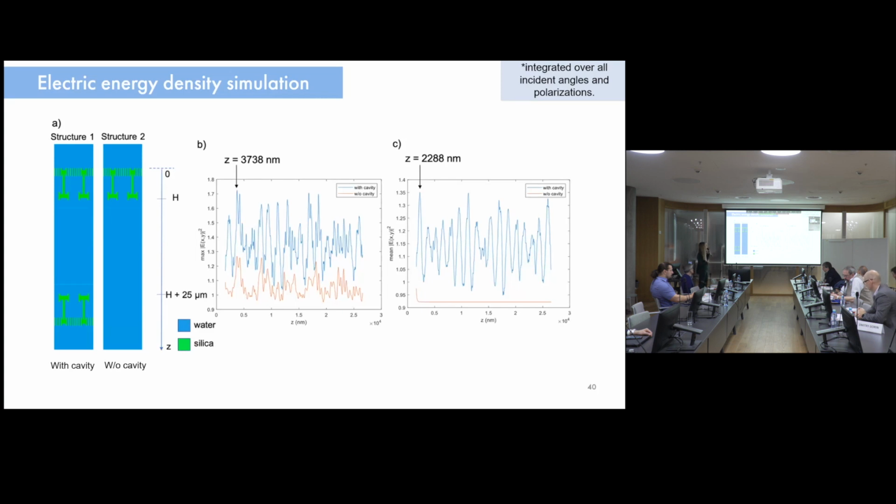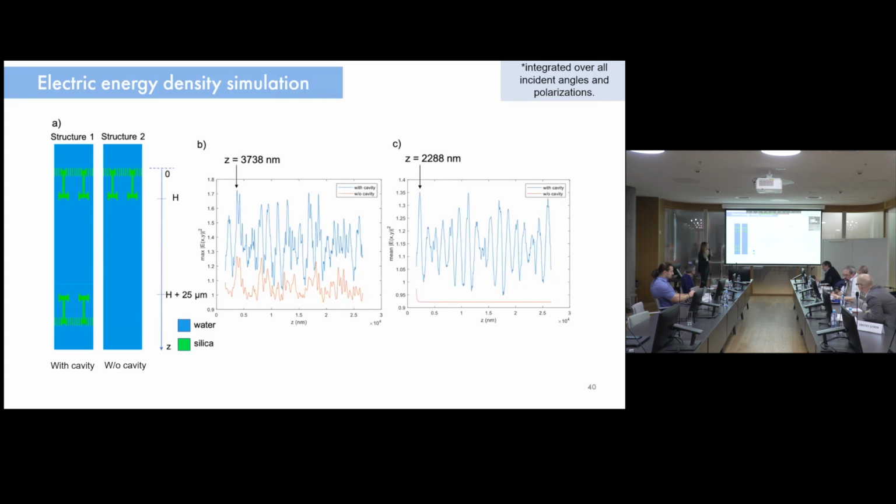The first one, structure one, is a structure with cavity. With cavity means that we have the frustule, and this distance here is 25 microns between the upper valve half and the lower bottom half. While in structure 2, we don't have any cavity. It's basically a structure with one valve.